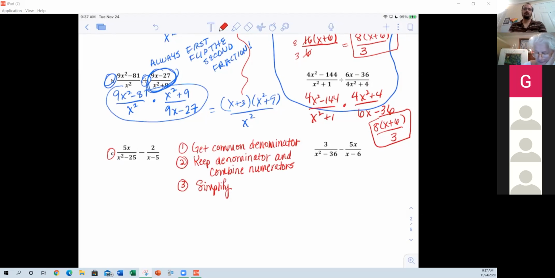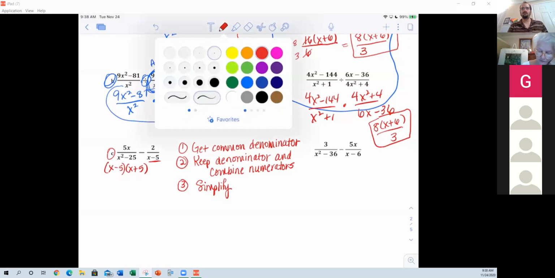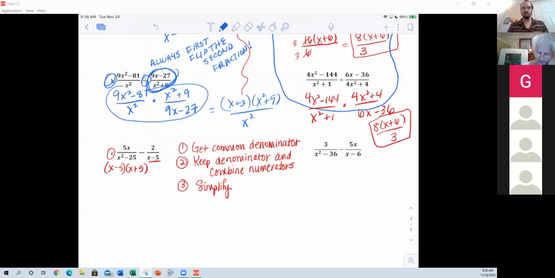Okay, so here, x squared minus 25, we love the difference of perfect squares in this class because they're easy to factor if you recognize the pattern. So x squared minus 25 will factor to be x minus 5 times x plus 5. And then the denominator of this second fraction is x minus 5. So what is the lowest common denominator of this problem? x minus 5 times x plus 5. Yes. So that's our lowest common denominator.